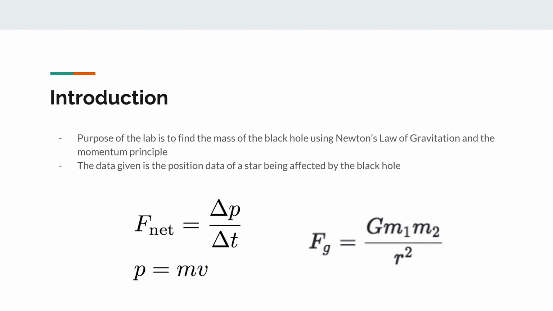So, introduction. The purpose of the lab is basically to estimate the mass of a black hole using Newton's law of gravitation and the momentum principle. The only data we're given is the position data of a star that's being affected by the black hole. So, the only force in the system is the gravitational force between the black hole and the star. And here are just the equations for the momentum principle and Newton's law of gravitation.